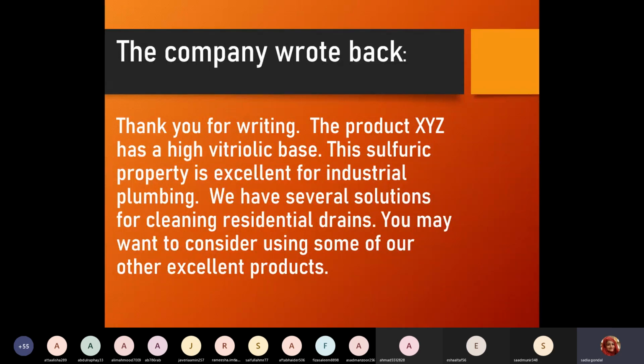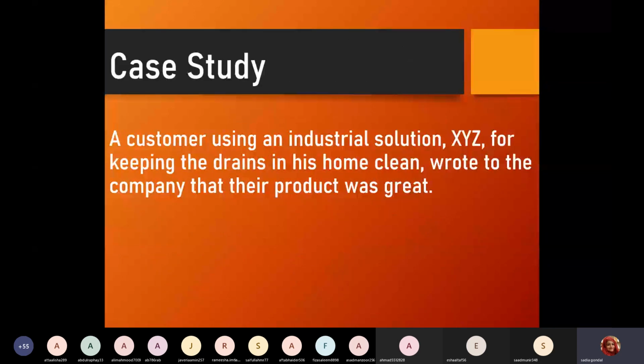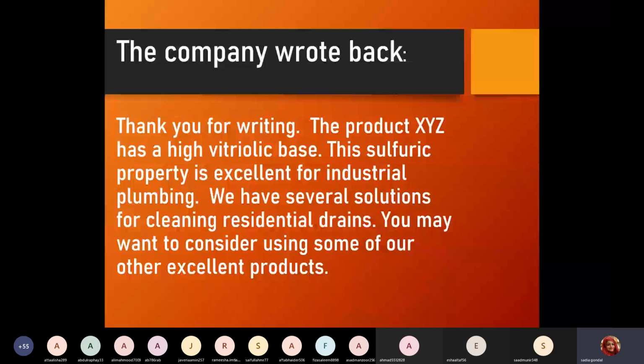Now notice, this note is being sent to a non-technical person who is appreciating the company for their drainage product that he has used in his house. This company is trying to tell that person that the drainage product that you've used, it's not meant for residential places.